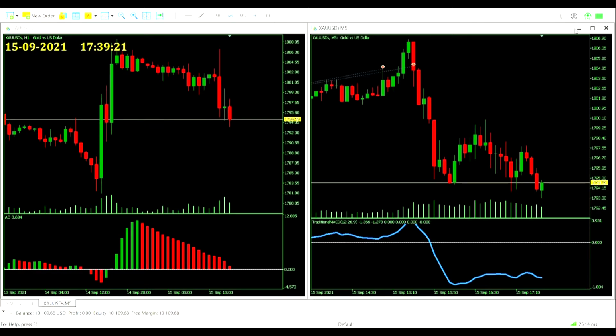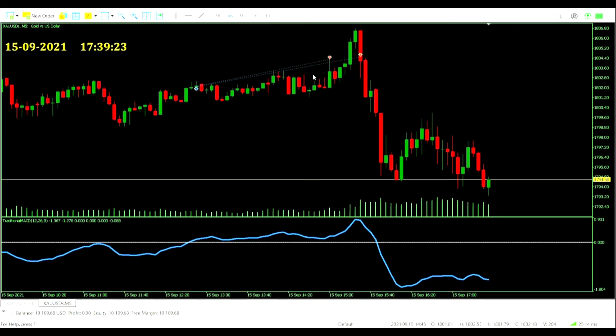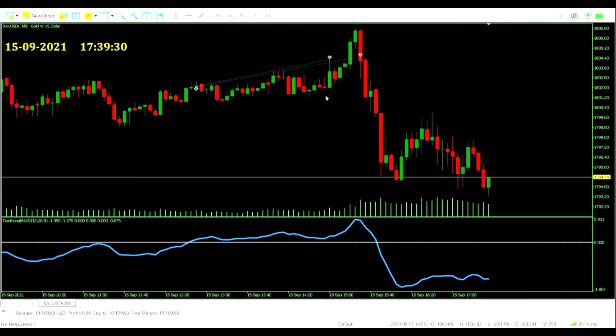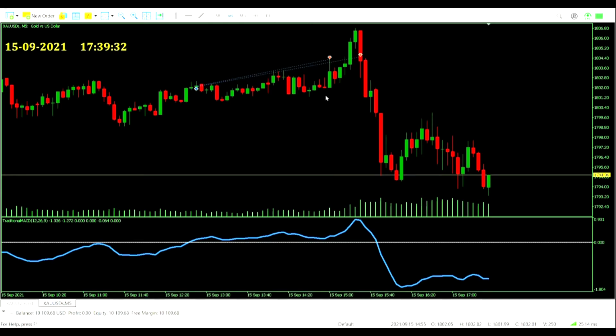We are pretty happy with the trade that we did get, which is right there. Happy enough with it that we will be back trading this strategy again for a third session tomorrow.